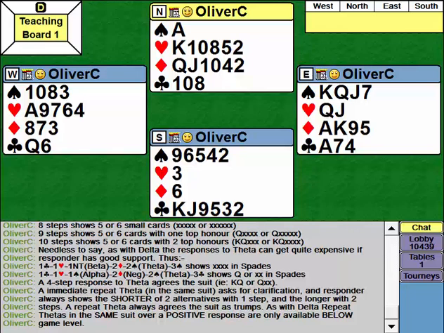Okay, so with alpha, you need to have a holding of 3-1 top honor or 4 small in order to initially agree the suit. With theta, that kind of a holding is good enough, but also 2 top honors doubleton is also enough, so it's slightly different.